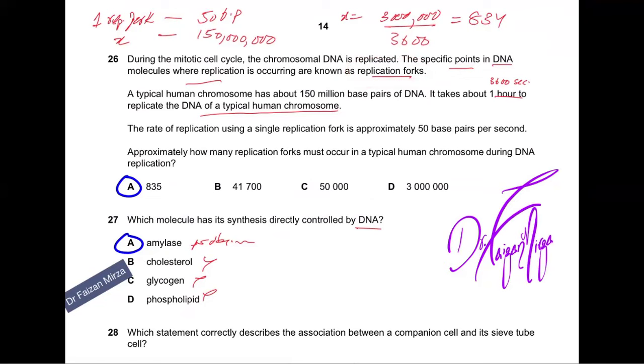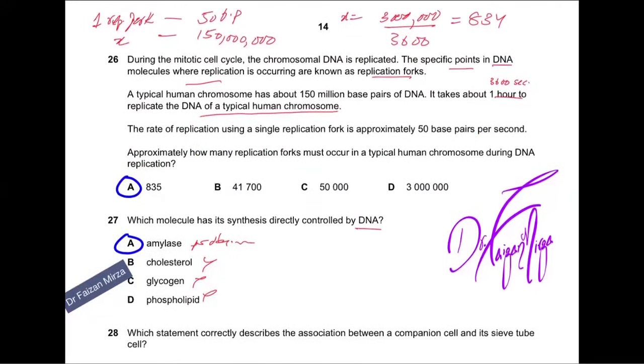A typical human chromosome has about 150 million base pairs of DNA. It takes about 1 hour to replicate the DNA of a typical human chromosome. 1 hour means 3600 seconds. The rate of replication using a single replication fork is 50 base pairs per second. So one replication fork, 50 base pairs per second. Three facts are provided here. Approximately how many replication forks must be there for a typical human chromosome during replication?